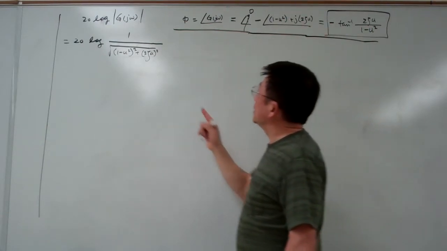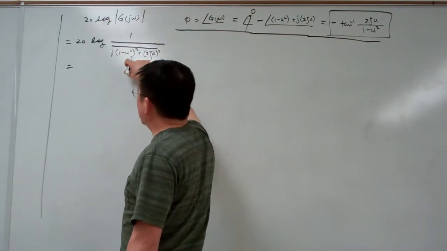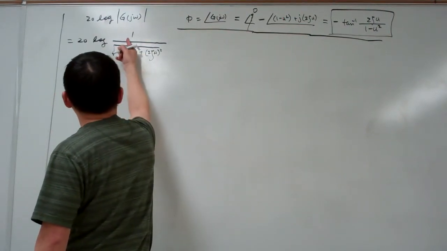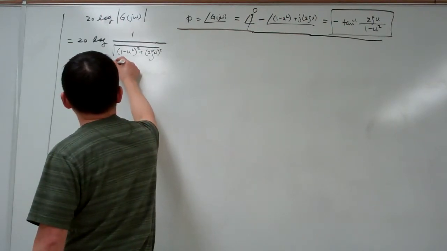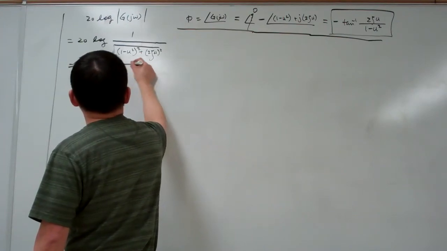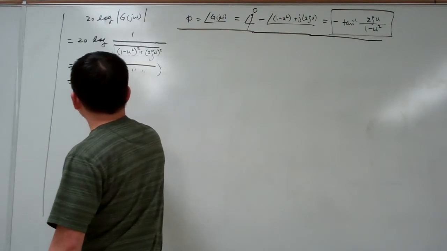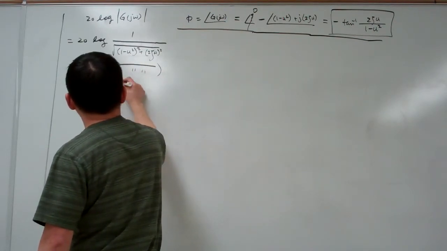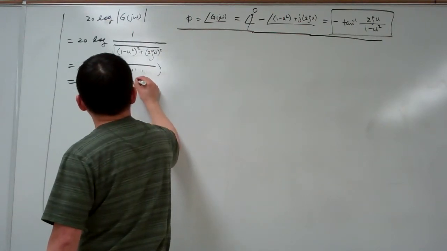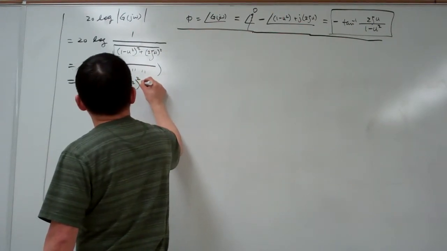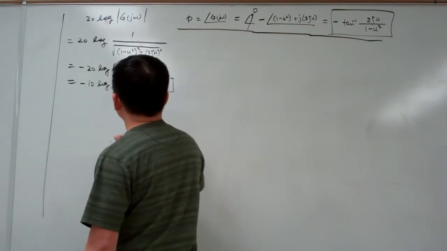So again, the log of the inverse number can be put as minus 20 log of the square root of something. Let me take the square root out. So that is log of 1 minus u squared, squared, plus 2 zeta u, squared. Like this.